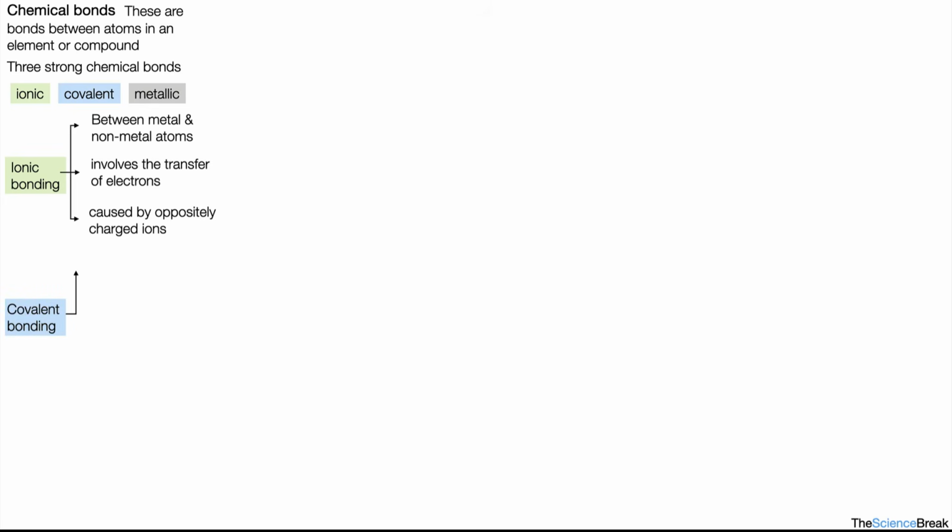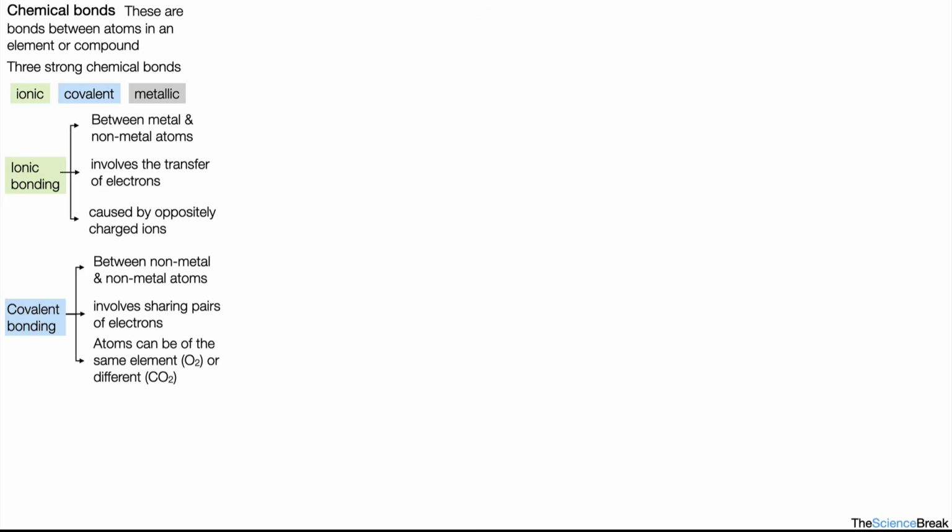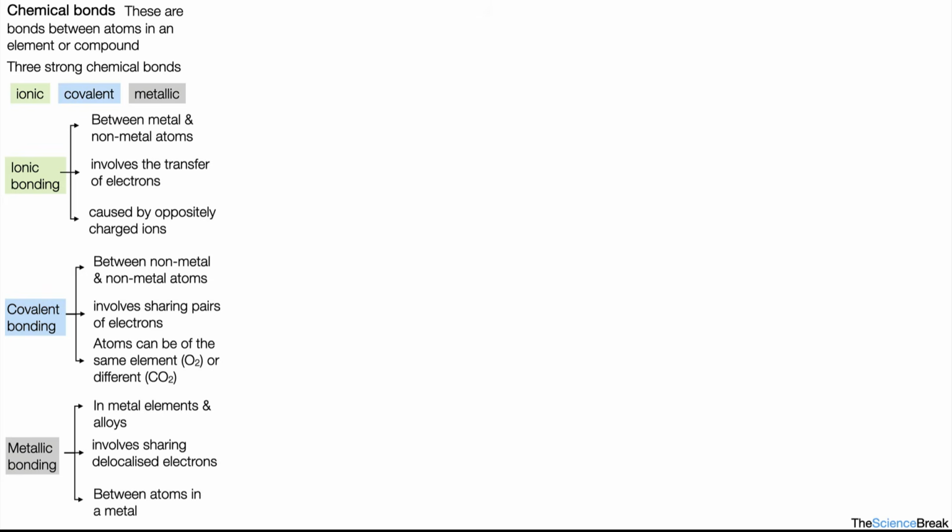Covalent bonding, this is between non-metal and non-metal atoms. This involves the sharing of pairs of electrons. Atoms can be of the same element, for example in oxygen, or the atoms can be of different elements, for example carbon dioxide. For metallic bonding, this is in metal elements and in alloys. This involves sharing delocalized electrons, and it's between the atoms in a metal.